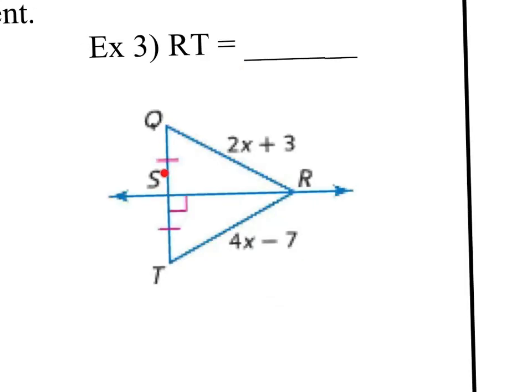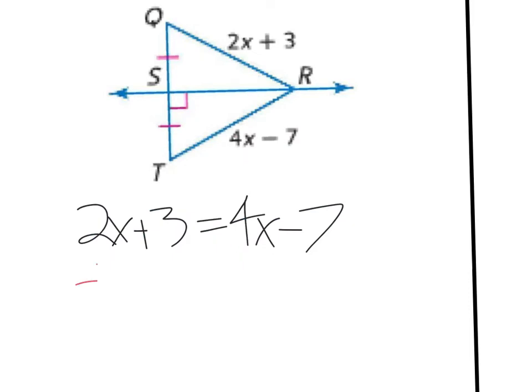So in this one, you have QS congruent to ST. So that means you're going to set 2x plus 3 equal to 4x minus 7. Okay, to solve for x, I'm just going to subtract 2x from both sides since 2x is smaller than 4x.